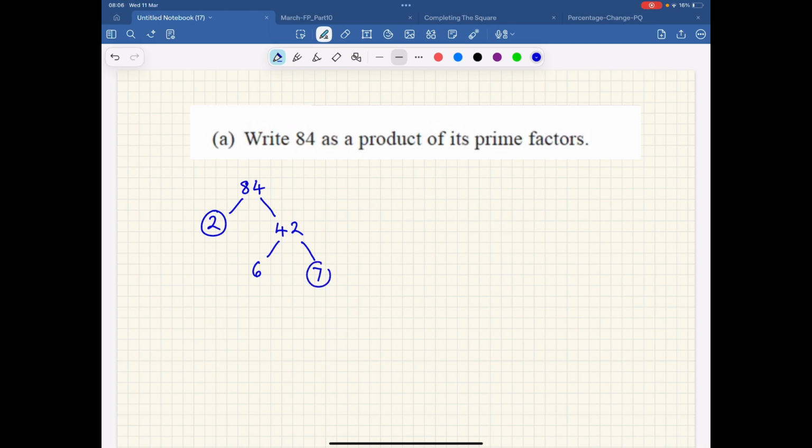And 7 is a prime number, but I need to go again with my 6. 3 times 2 is 6. So there are my prime factors of 84, but now I need to write it as a product. We're not done yet. So 2 times 2 times 3 times 7 will get us the mark. If you prefer, you can write it as 2 squared times 3 times 7. Just choose one of those two.